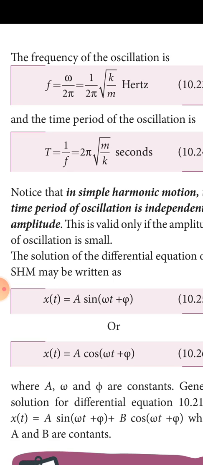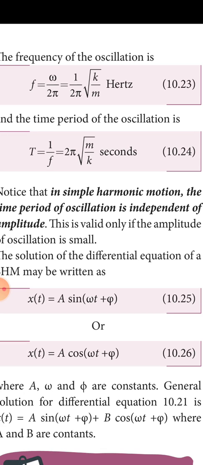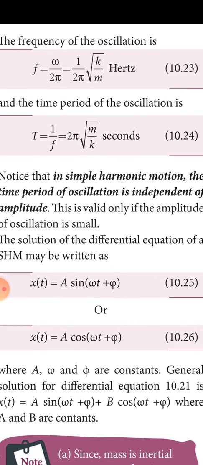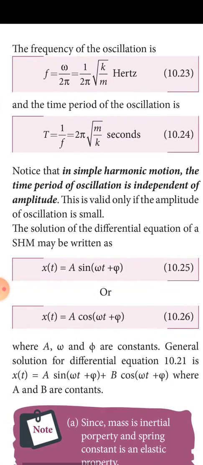So from the frequency we can find the time period of the oscillation. T equals 1 by f. So the reciprocal of this equation 10.23 gives 2 pi into root of m by k in seconds. Notice that in simple harmonic motion, the time period of oscillation is independent of amplitude.